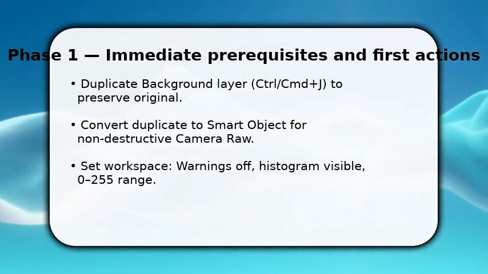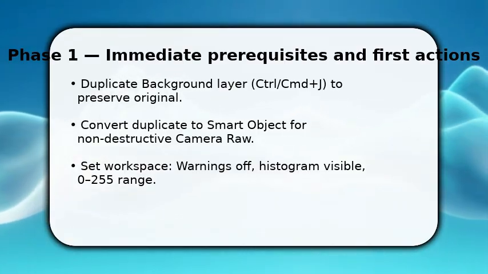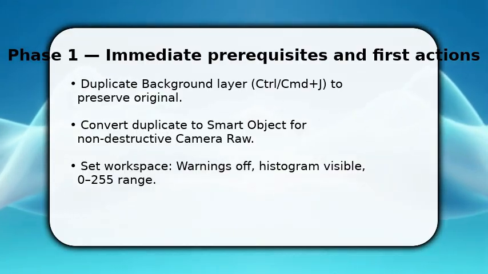Make sure the histogram is visible so you can see clipped highlights. This first action prevents permanent changes, and it sets you up to correct brightness precisely instead of guessing with RAW.